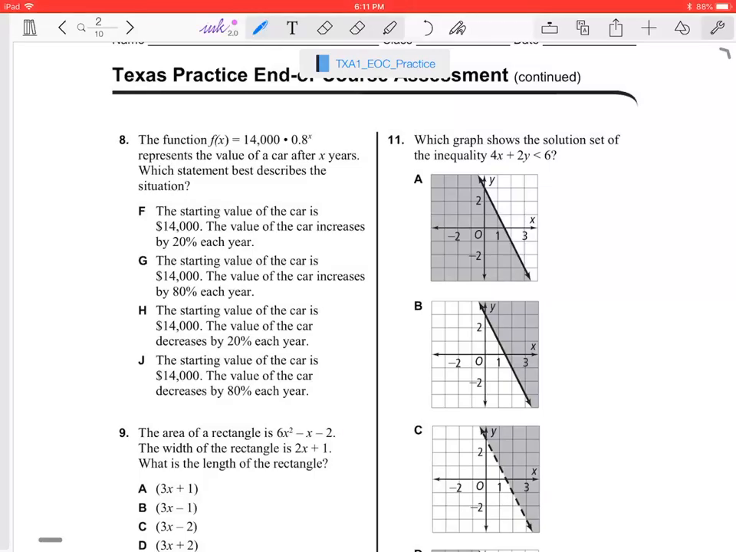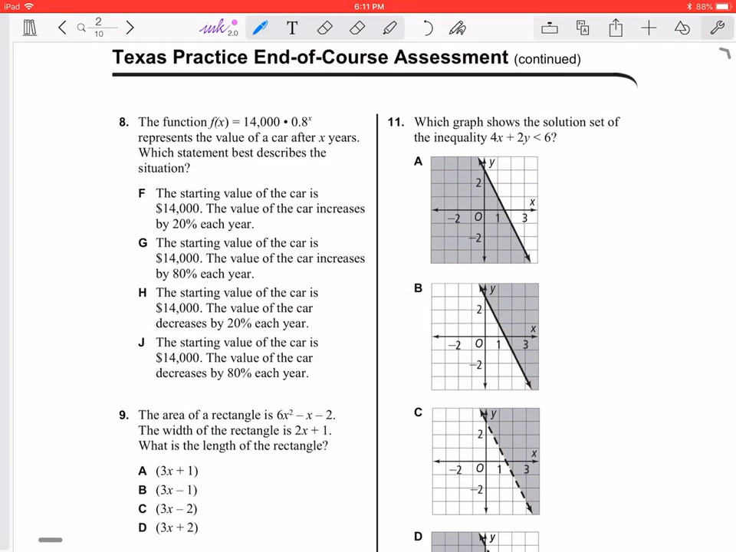Hello, welcome back. All right, so on this question, I'm going to go over page 2. So problem number 8, it should be fairly familiar to us since we just recently talked about exponential growth and exponential decay. For the function f of x is equal to 14,000 times 0.8 to the power of x, and it represents the value of a car after x years. Which statement best describes the situation?